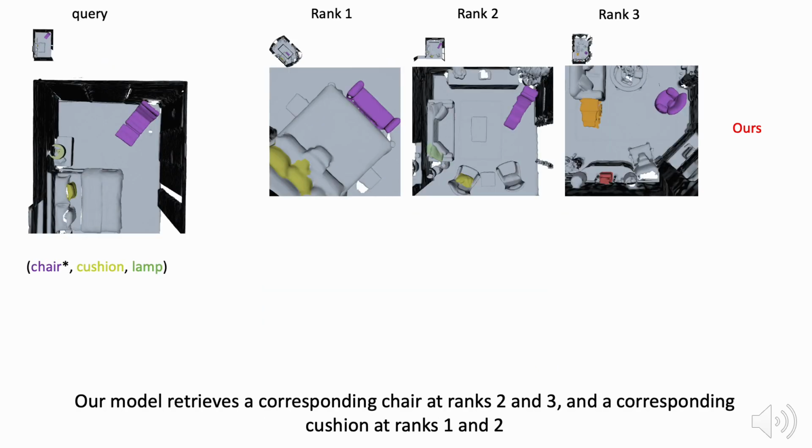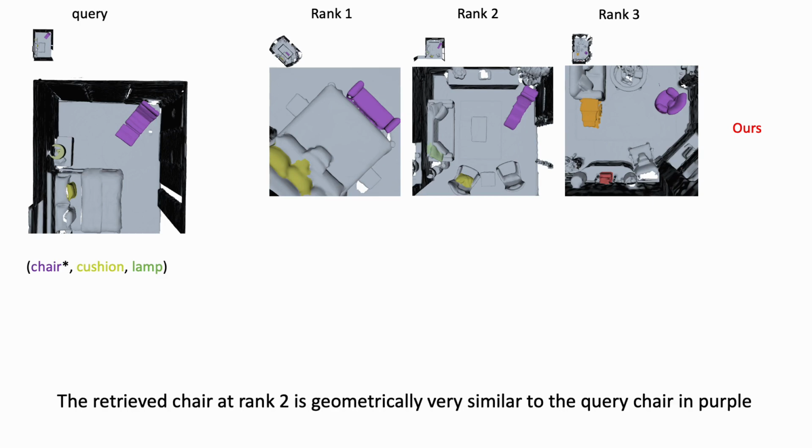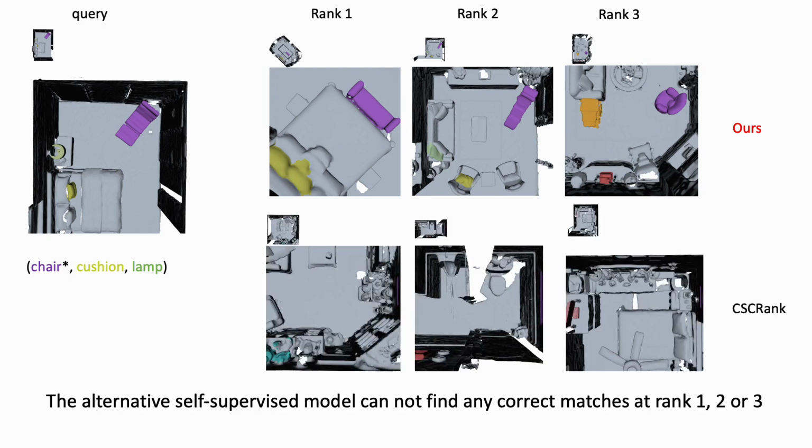Our model retrieves a corresponding chair at ranks 2 and 3 and a corresponding cushion at ranks 1 and 2. The retrieved chair at rank 2 is geometrically very similar to the query chair in purple. The alternative self-supervised model cannot find any correct matches at rank 1, 2, or 3.